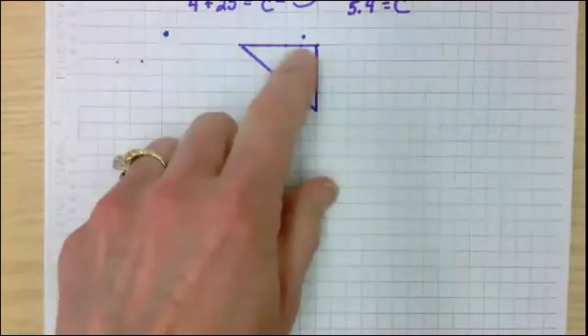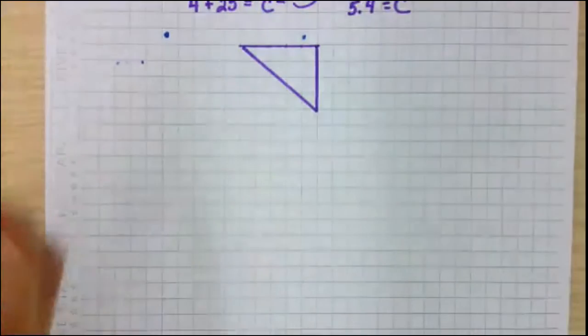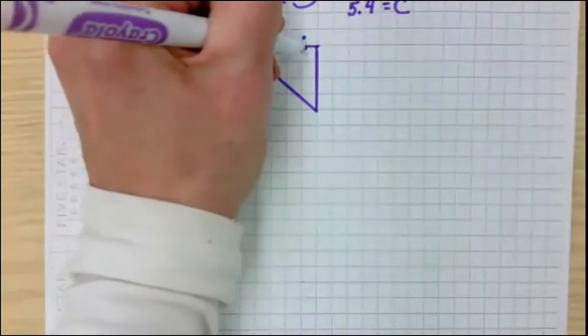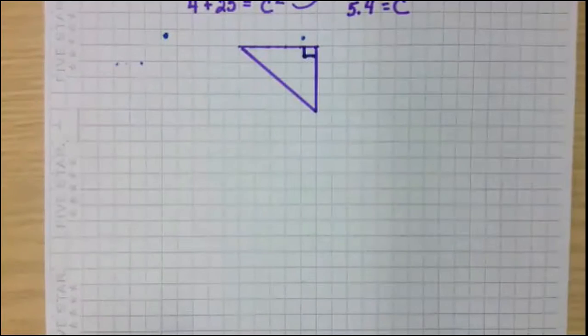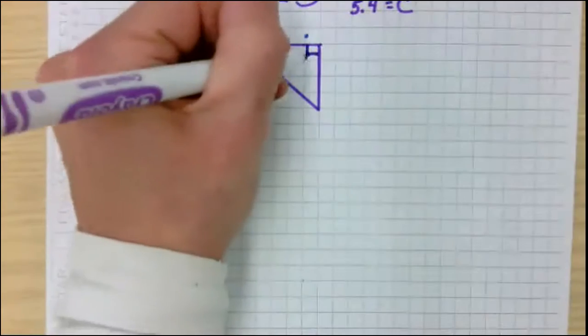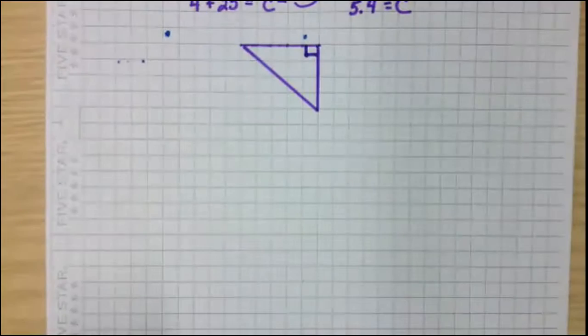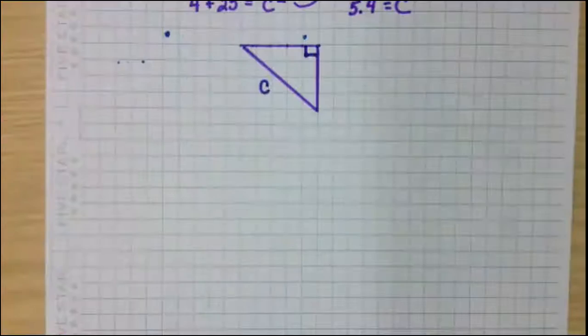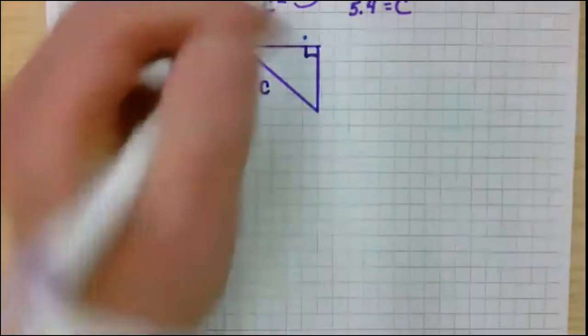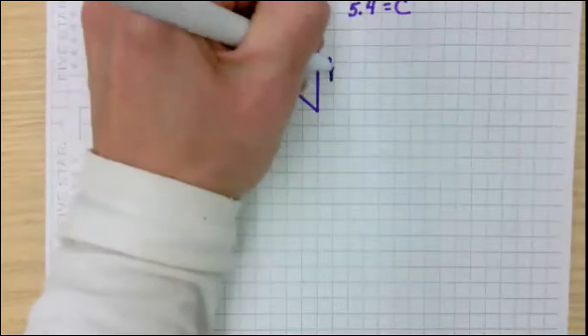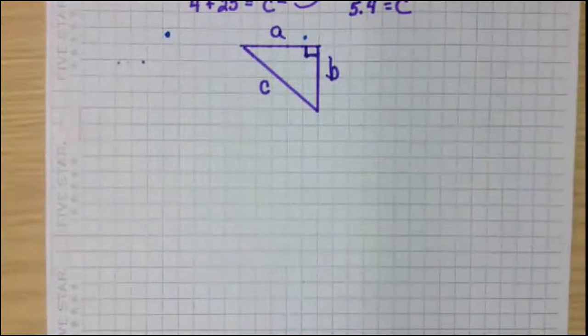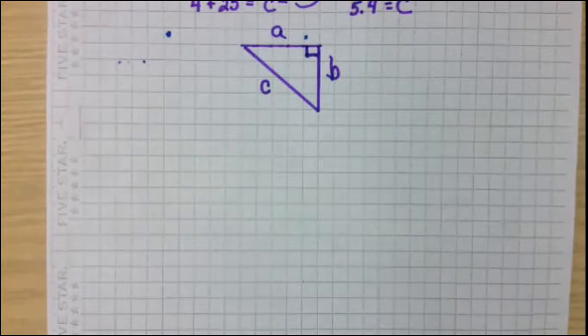Well, let's figure out the legs. Now, if you look, this is an upside down triangle, right? This is still the right angle. It's just an upside down L. So the hypotenuse is across from the right angle. This is your hypotenuse now. And this could be your a, and this could be your b. Again, a and b doesn't matter until you get into trigonometry.